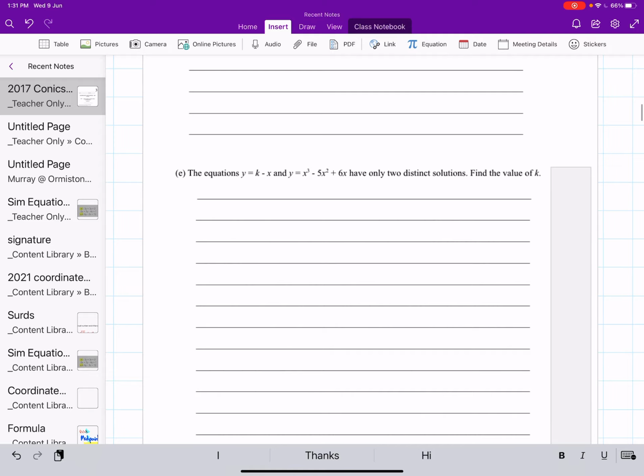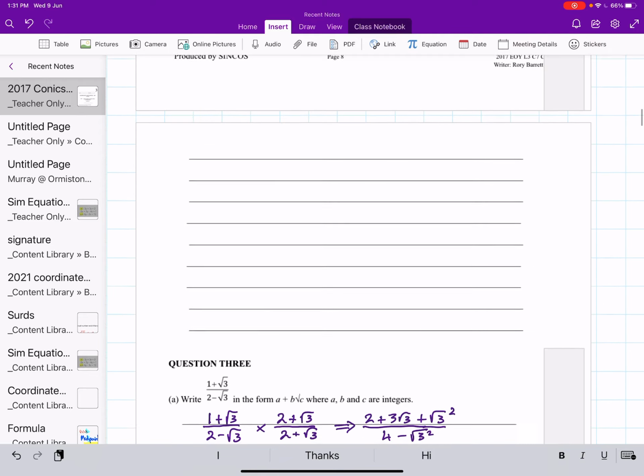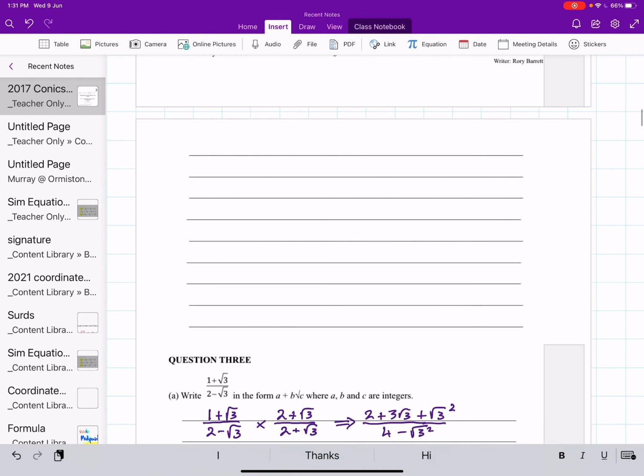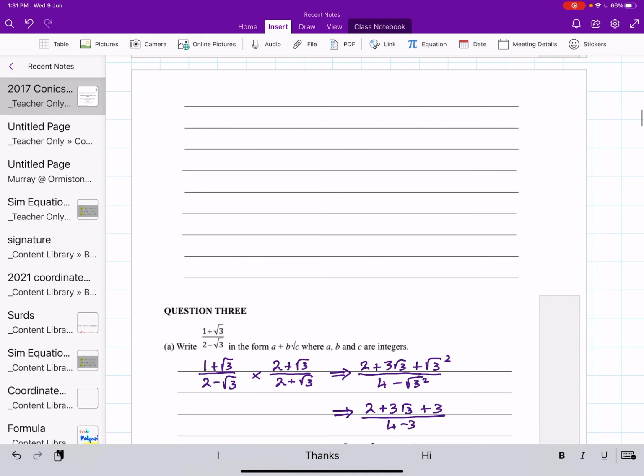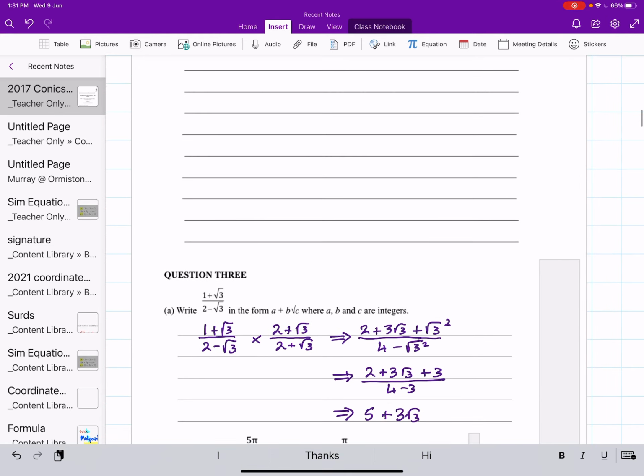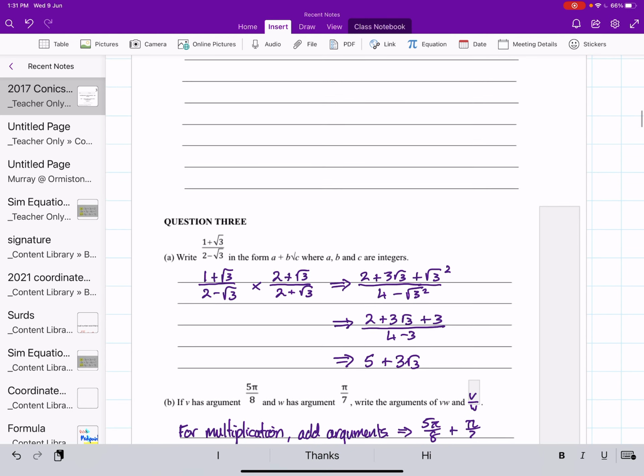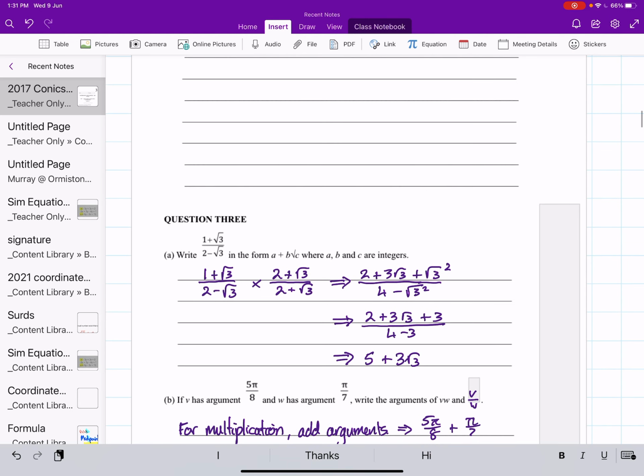And finally, question 3. We multiply by the conjugate of the denominator to be able to get rid of the square root at the bottom. That will give you 1 at the bottom, and that falls out nicely into the form that we are asked for. For this one here, we asked for the argument of VW and V divided by W.